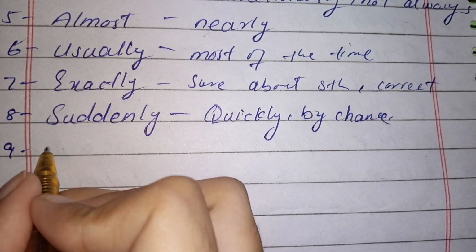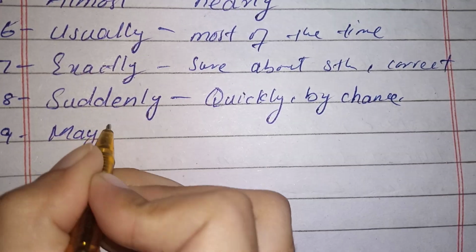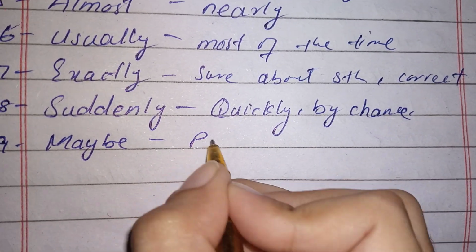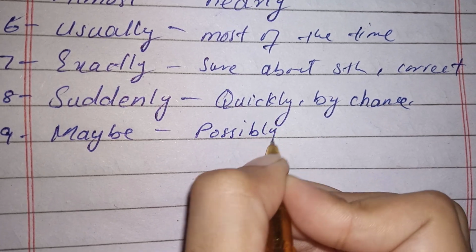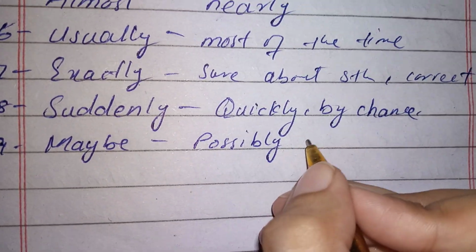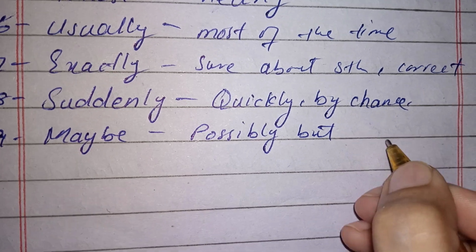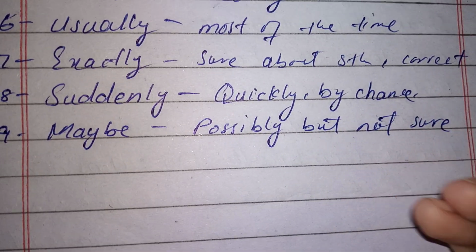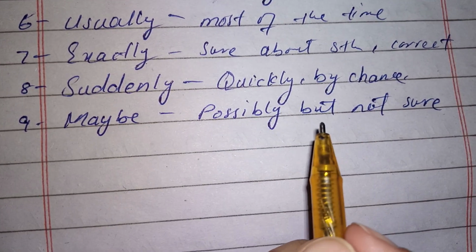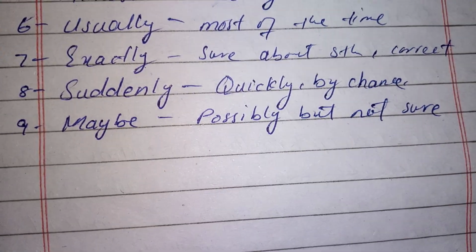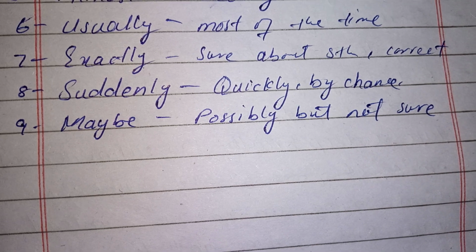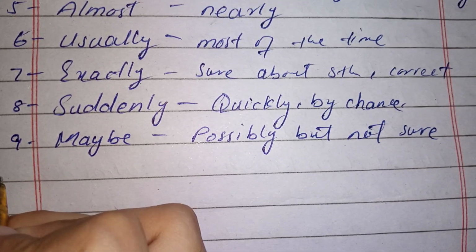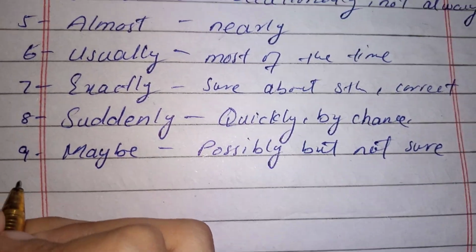And the ninth word is maybe. Maybe means possibly, but not sure. Maybe this is your room, when you're not sure about something. Maybe this is your class.